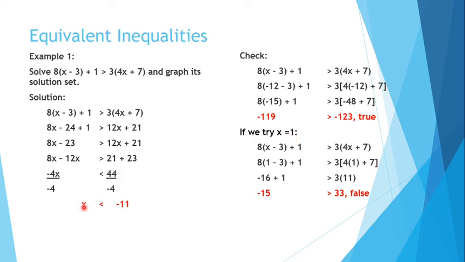Because as you can see, what will satisfy our inequality, or what will serve as x, are those numbers that are less than negative 11. Even if you try negative 11, it will not result in a true statement because what we needed is less than negative 11. Okay? Now, let's proceed to example 2.